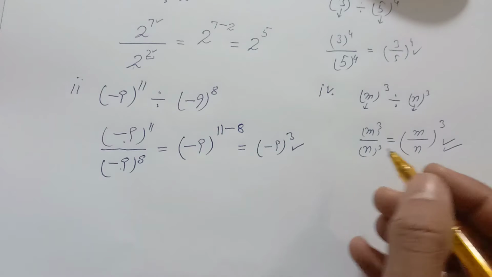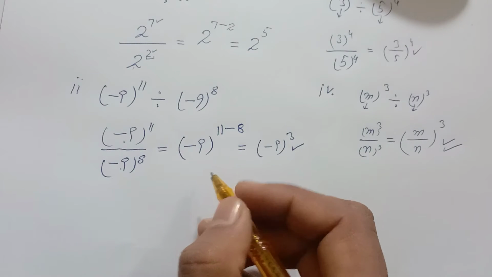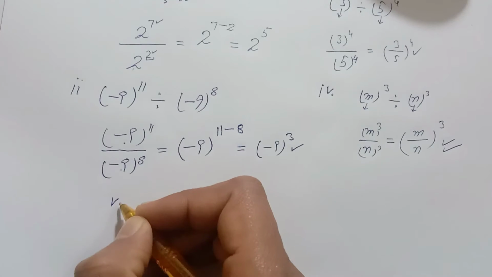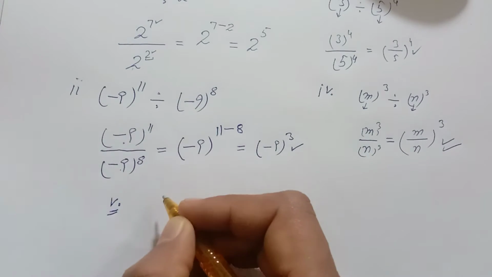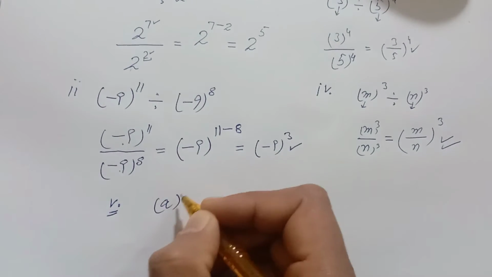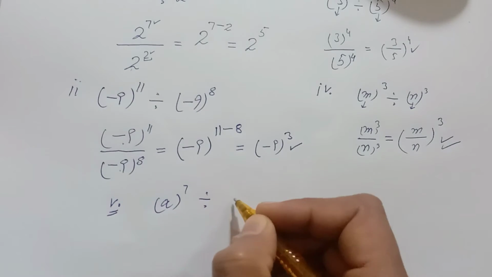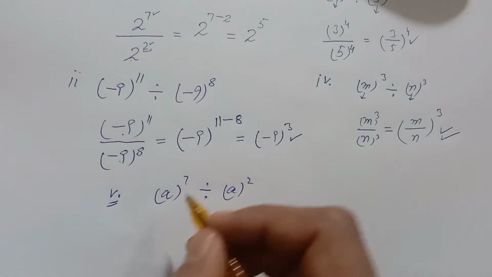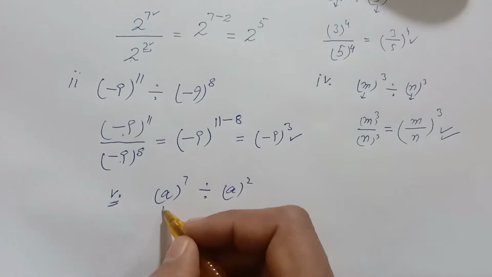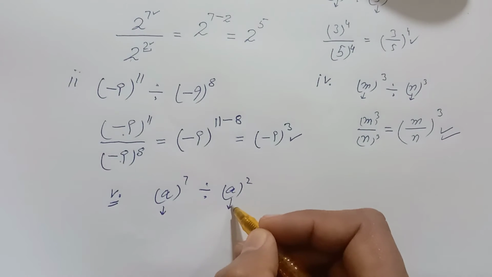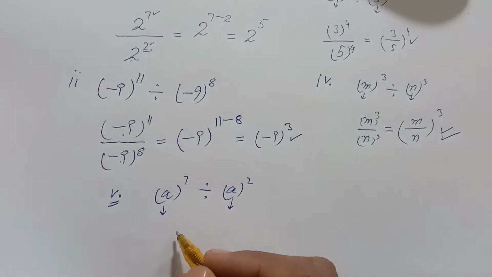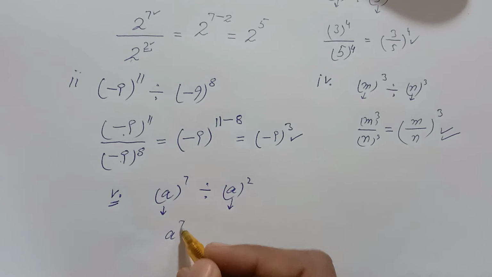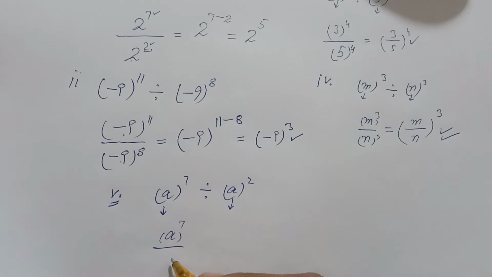So now the next question. Question number 5 is a to the power 7 divided by a to the power 2. Again, the base is the same, like question number 1 and 2. Here a is the base, and the bases are the same, and a to the power 7 is divided by a to the power 2.